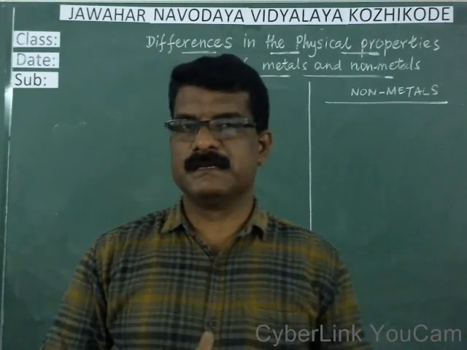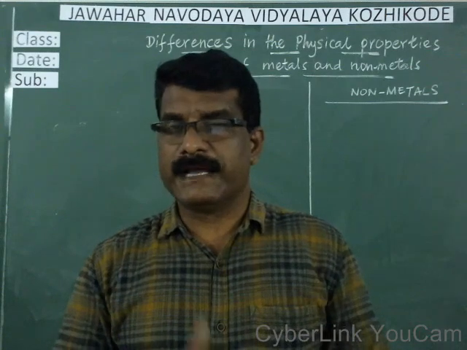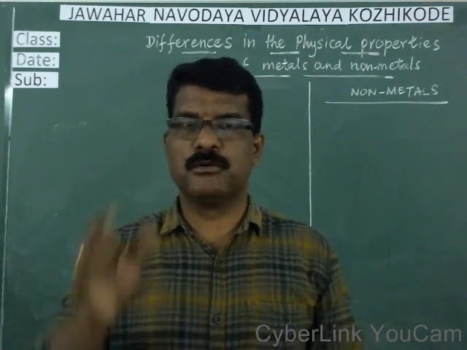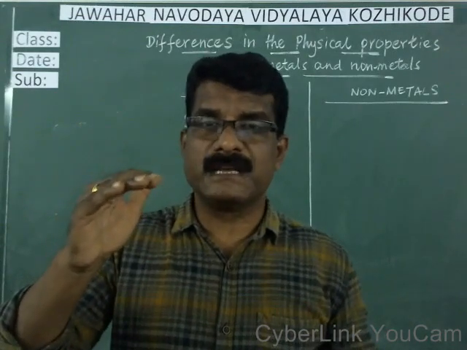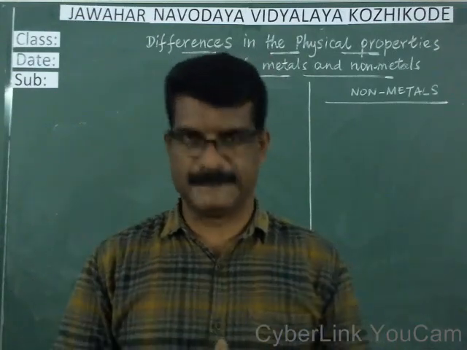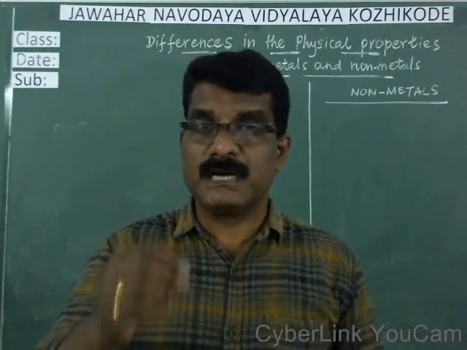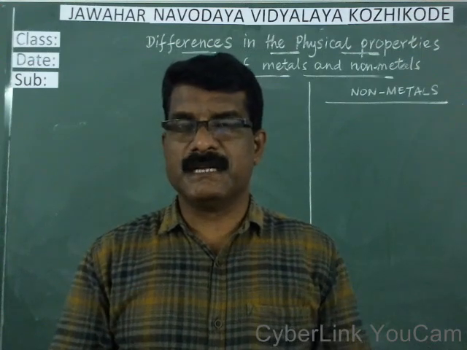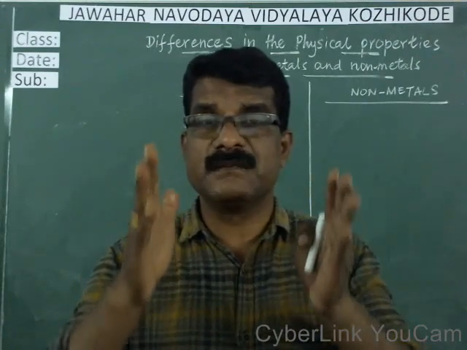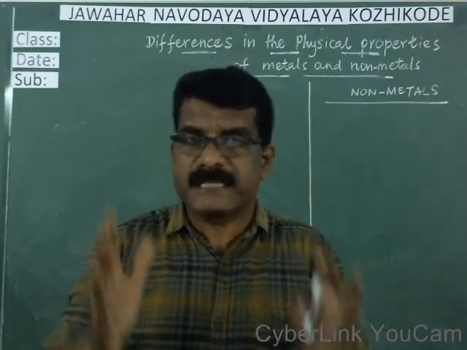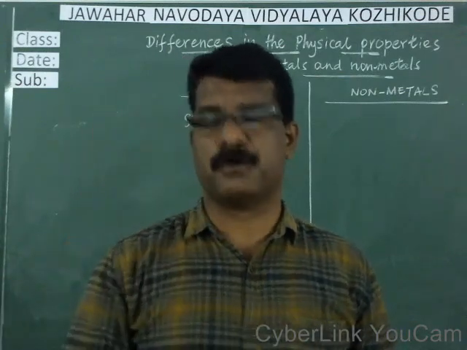In the first part, I told you that the elements are classified into metals and non-metals based on their physical and chemical properties. And in this part, we are going to learn about the difference between metals and non-metals based on their physical properties. How metals and non-metals are different from each other based on their physical properties.